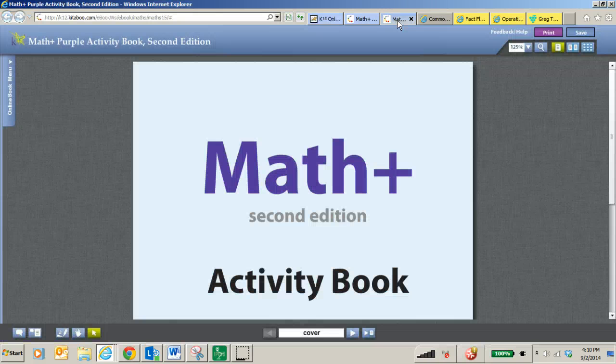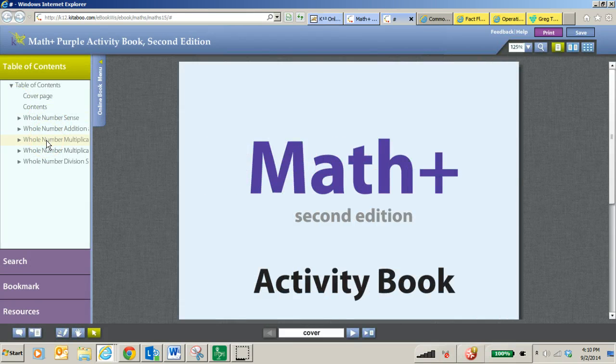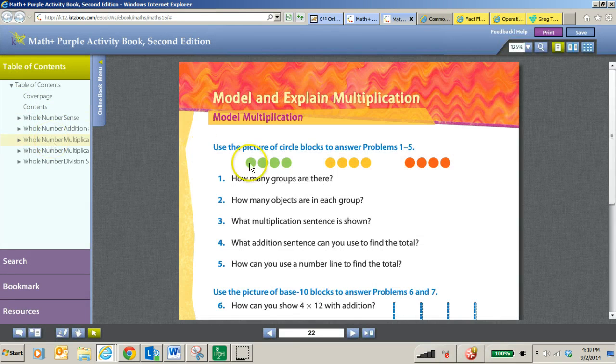So now let's head over to the student activity book, and remember, again, you can simply go straight to that unit. The thing that is so important is the model and explain. Time test is not the focus of third grade. Time test is not the focus of any grade necessarily. Flashcards are not necessarily the focus of any grade. We want students to model and explain the math.